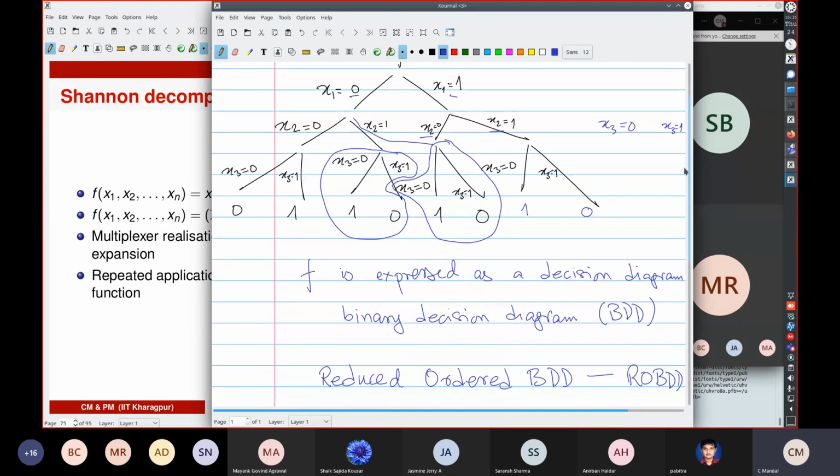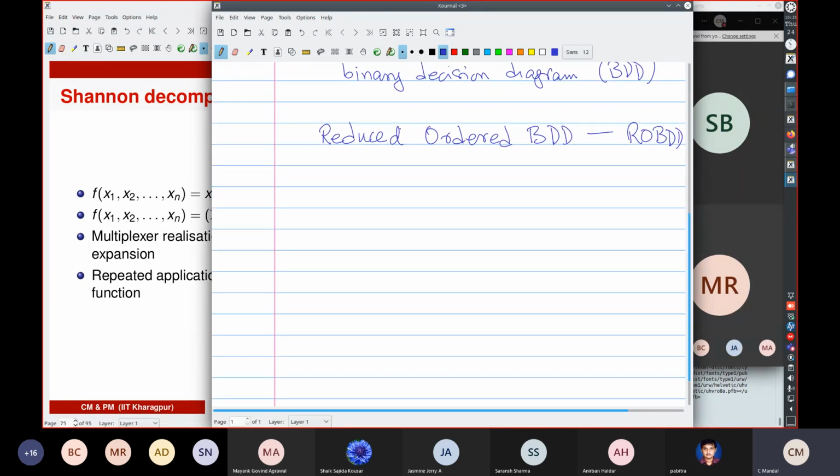But in particular, you understand what ordering is, and the other part is reduction. So reduction meaning that you are factorizing out the common parts or complementary parts. So this reduction can also be shown to be a unique representation.